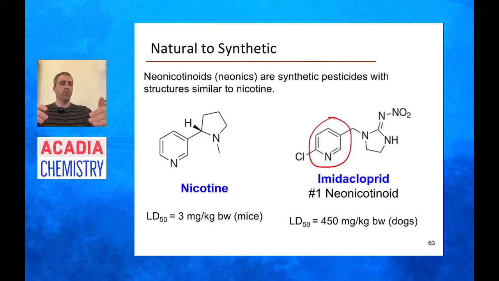And what they do is they take the structure of nicotine and tweak the structure and play with it to try to create properties that are more desirable for us. One of those things is we want to produce a derivative that's much less toxic to people. Nicotine, the LD50, is 3 mg/kg in mice. This one, which is imidacloprid, the number one neonicotinoid, is actually the number one insecticide produced worldwide. It has an LD50 way, way higher, meaning it's much less toxic, by a factor of 150 than plain old nicotine.